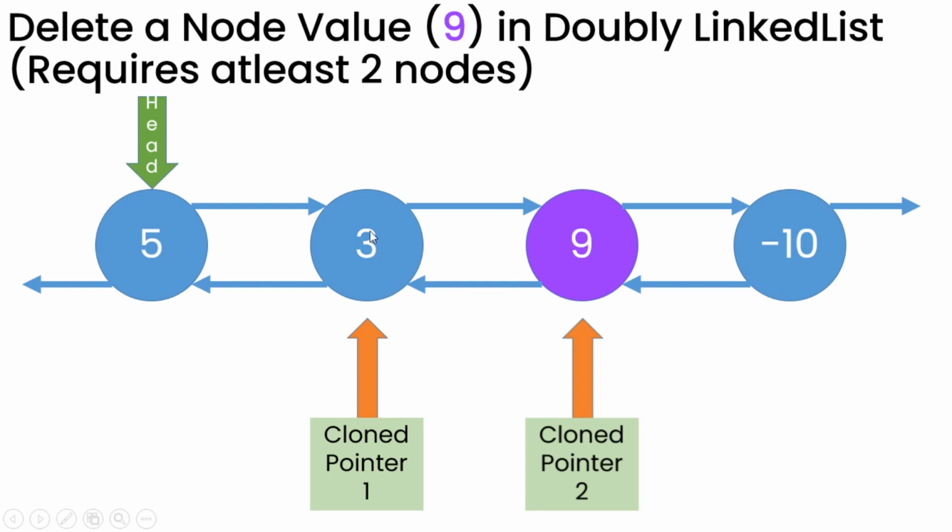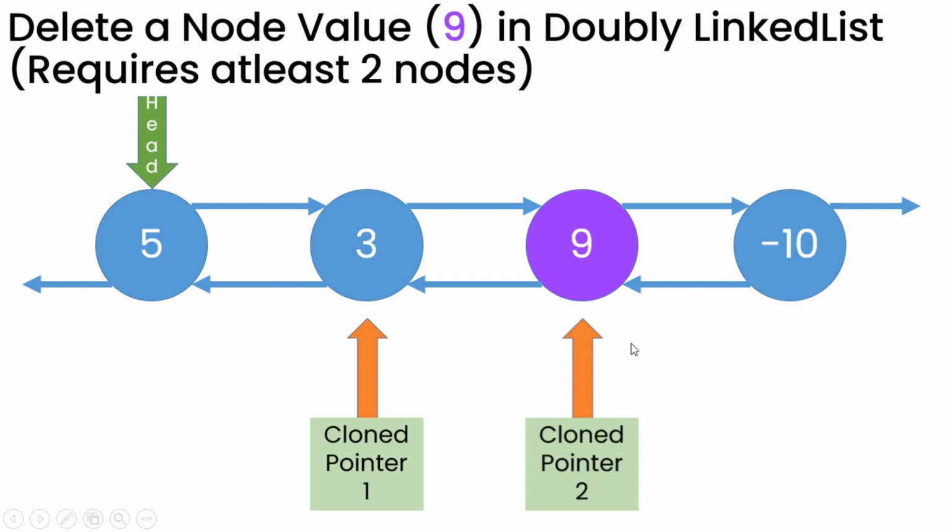Now let's say we need to change the next of 3. So how can we do this? We already have our pointer 1, which has the node of 3. We're just going to change the next element of this 3 to become the next element of this 9, which we already have access to because of pointer 2.